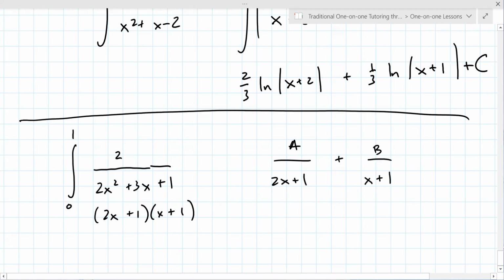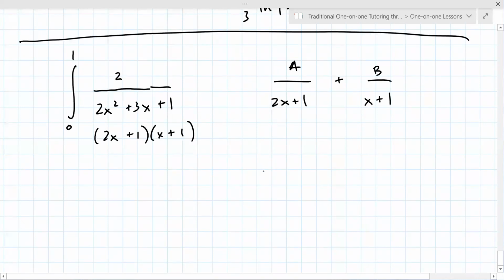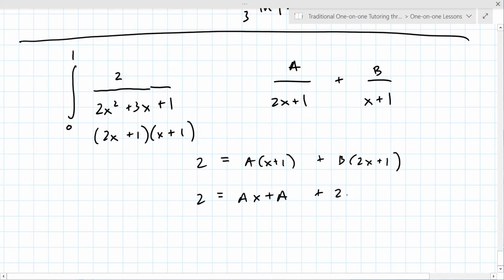And then it's the same approach here. So it's a times x plus 1 plus b times 2x plus 1. This all equals 2. So it's 2 equals ax plus a plus 2bx plus b. This one has a 0x, which I'm writing just to solidify that you set the x terms equal. So a plus 2b, and then this other one, it's a plus b.